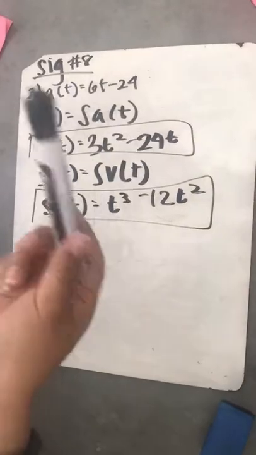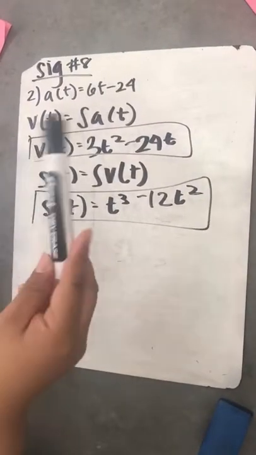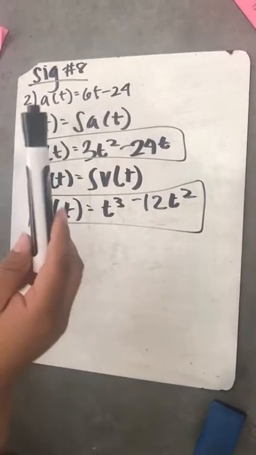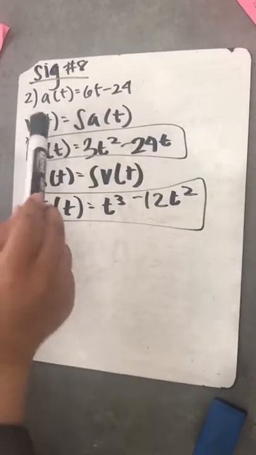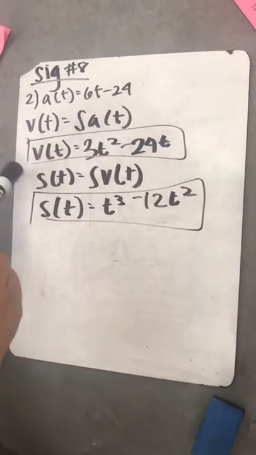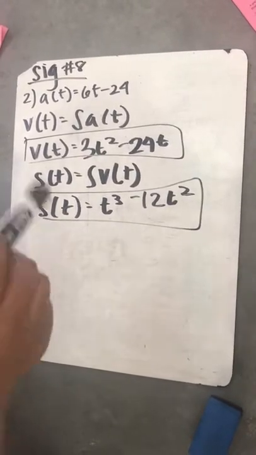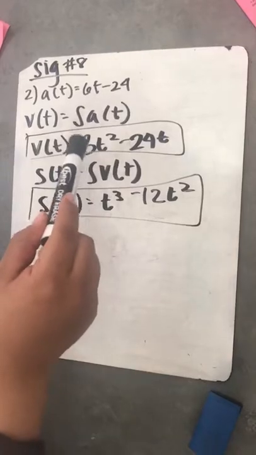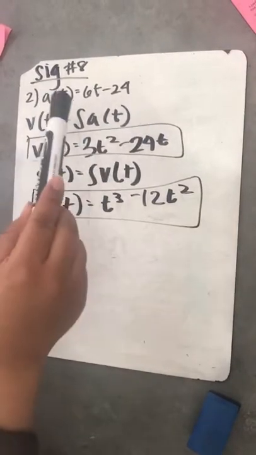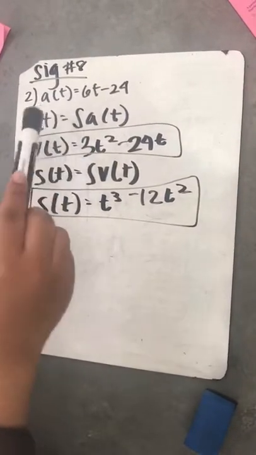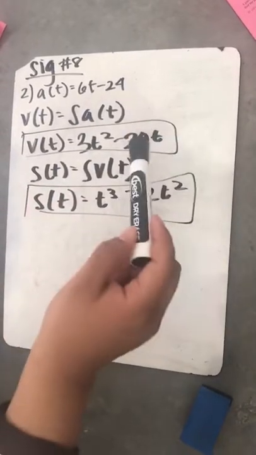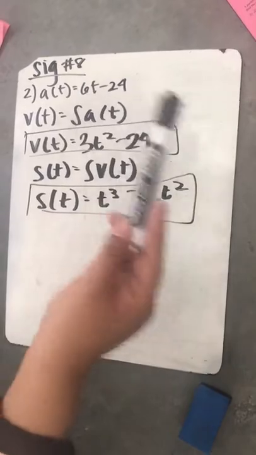So for SIG number 8, part 2, it's asking us to find the velocity function and the position function. What we did was we found the integral of the acceleration to get the velocity, and then found the integral of velocity to get the position function. So to get the velocity function, we found the integral, which was 3t squared, because you add 1 to the exponent and get the same number in the denominator, and then it simplified to 3t squared, and the same for 24, which would just be 24t since it's a constant.